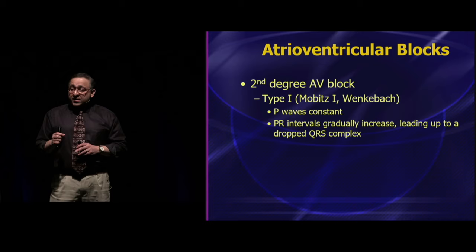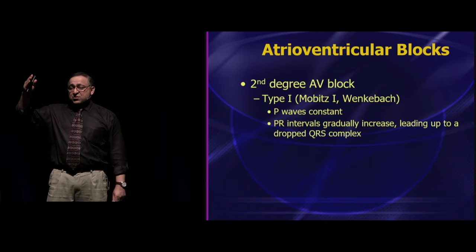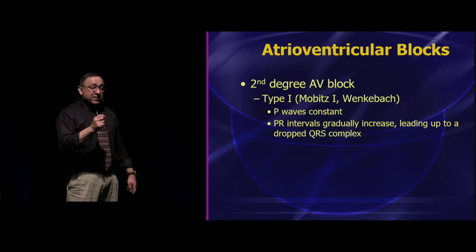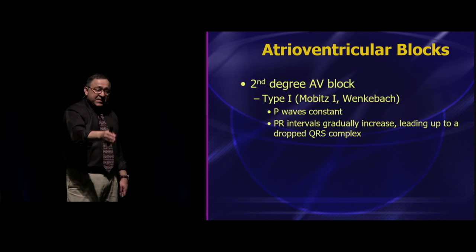Mobitz 1 means that the PR interval gradually lengthens, and then you've got a lonely P wave, a P wave that is not accompanied by a QRS, and then it starts over again, all right? So I think everybody knows that. The other key point about the Mobitz, before you ever call something Mobitz, you have to make sure the P to P interval maps out regularly as well.